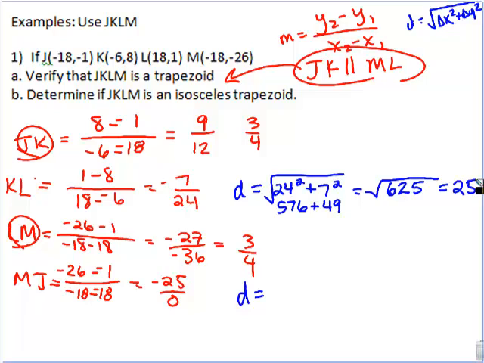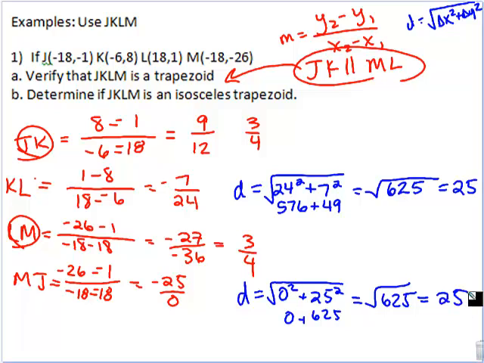All right, now let's do the distance between M and J. So M and J, change of x squared. So our x's go from -18 to -18. 0. So 0 squared plus -1 to -26, 25 squared. 0 plus 25 squared is 625. So we once again have the square root of 625, so 25. So determine if JKLM is isosceles. So is it? Yes. And we know it is because KL is equal to MJ.